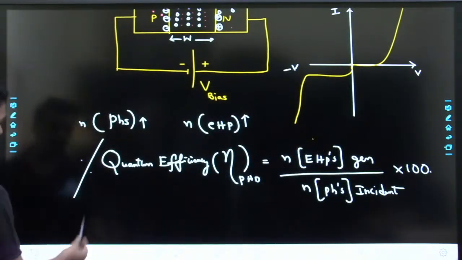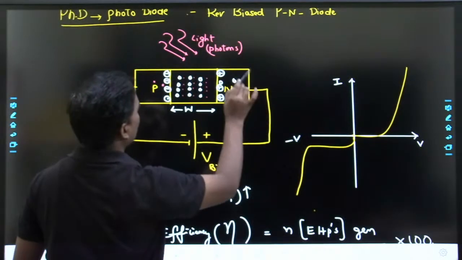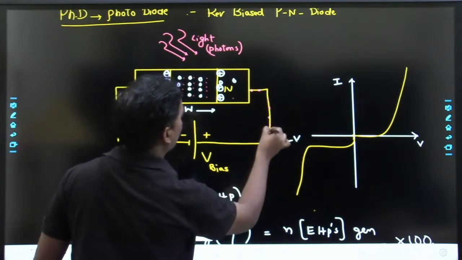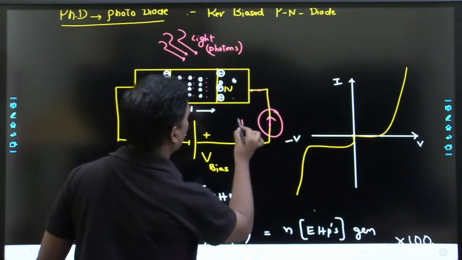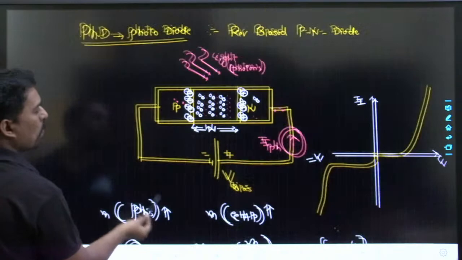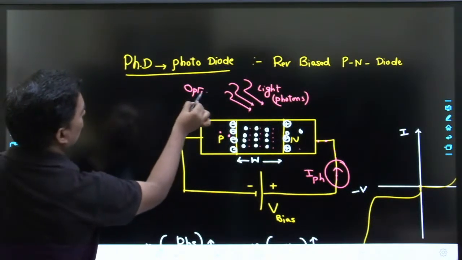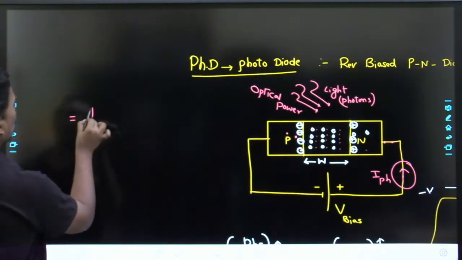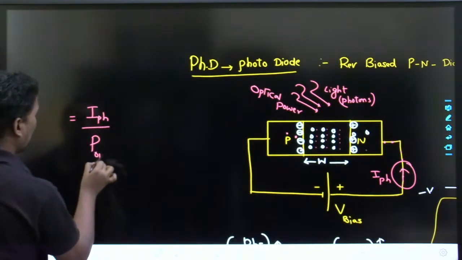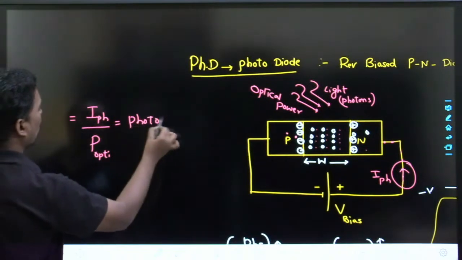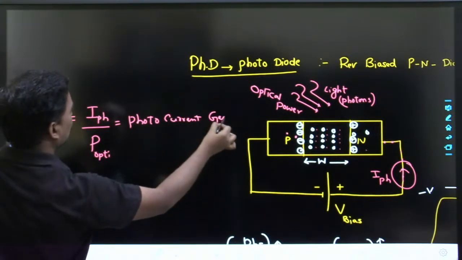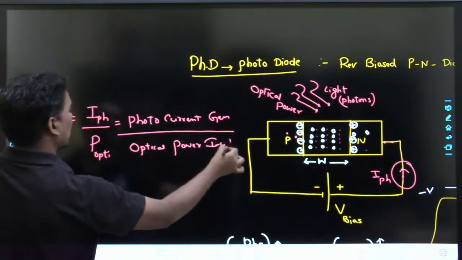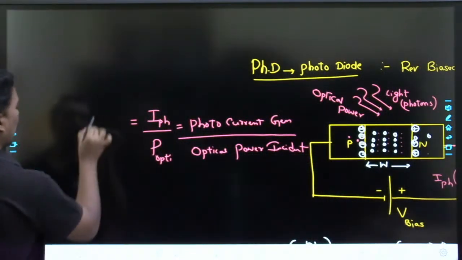Now what happens? These electrons are repelled, then slowly the electrons move like this. This is the direction of electrons and this is the direction of photocurrent. The optical power is hitting and we are getting the current. So the output is the photocurrent generated and the input is the optical power incident. This is also one important parameter: photocurrent generated per optical power incident. This is what we call the responsivity of the photodiode.